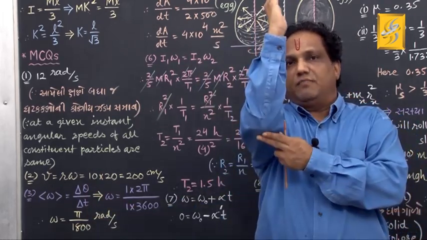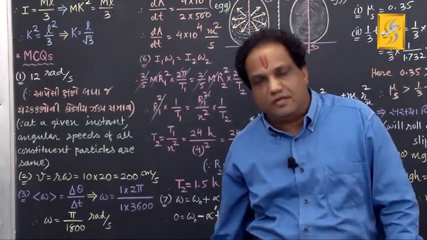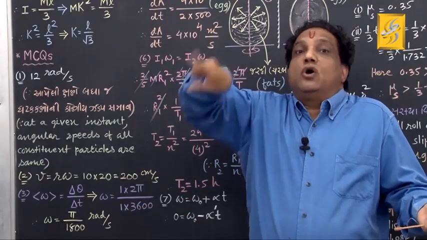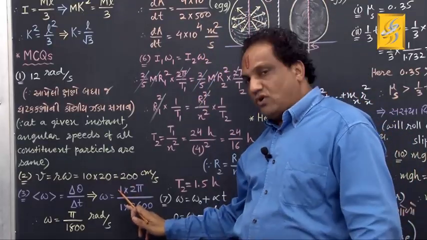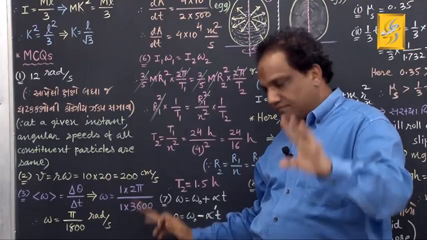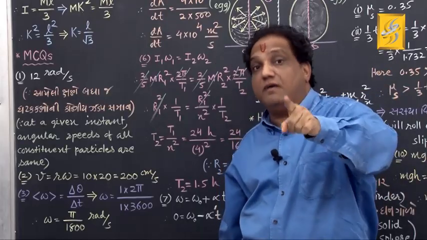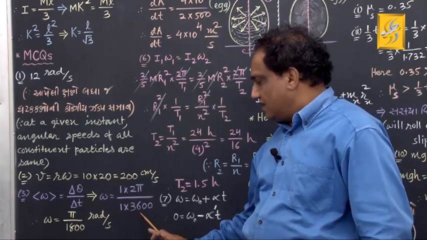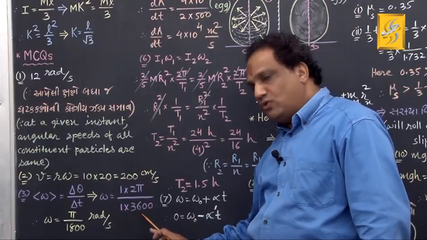Let the minute hand complete one rotation. Whenever any hand completes one rotation, naturally it undergoes an angular displacement of 360 degrees or 2 pi radian. So I transfer the one rotation into radian: one rotation is 2 pi radian, divided by delta t, the time taken to complete one rotation by the minute hand, which is 1 hour. And 1 hour is 3600 seconds. Rotation to radian and hour to second.